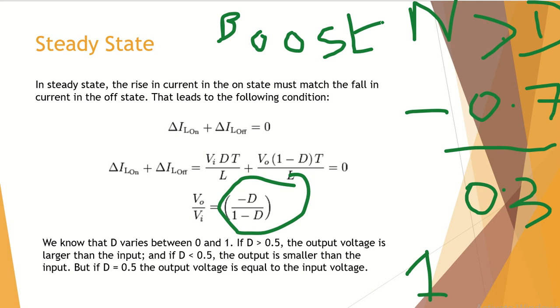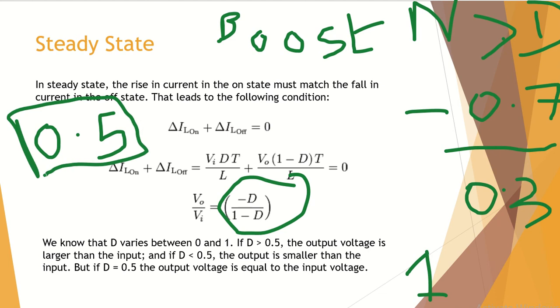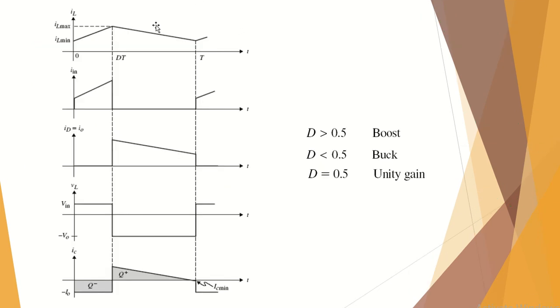And if we want input voltage equal to output voltage, we will operate this circuit at duty cycle equal to 0.5. If duty cycle is equal to 0.5, we will have an input voltage equal to the output voltage. If you see the graph of the buck boost converter, it is very simple, same as the boost converter. From 0 to DT, our inductor is being charged, and from DT to T, our inductor is discharged.